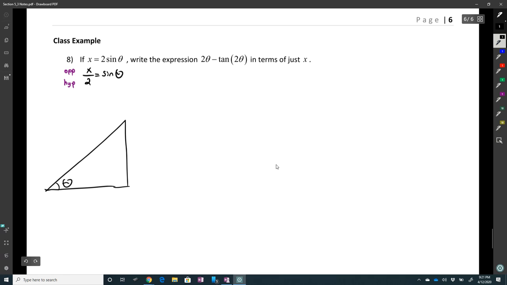And sine would be opposite over hypotenuse. And then from there, we can figure out what the missing side is. So I'm going to call it A. But all you got to do is do the Pythagorean theorem. A squared plus x squared equals 2 squared. So equals 4.